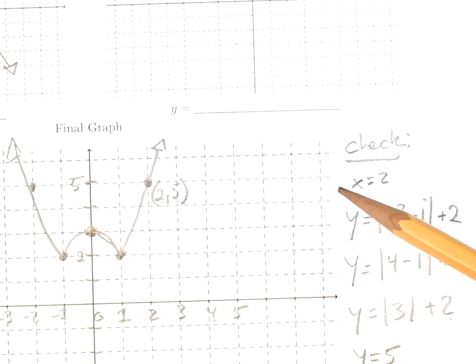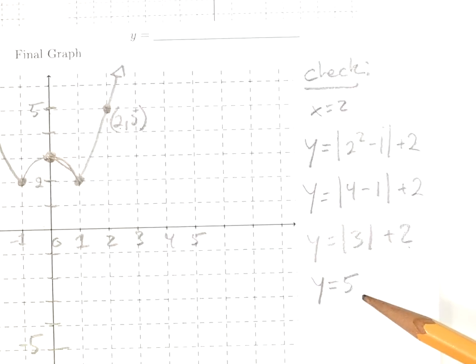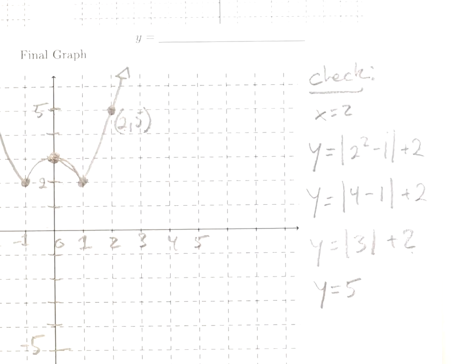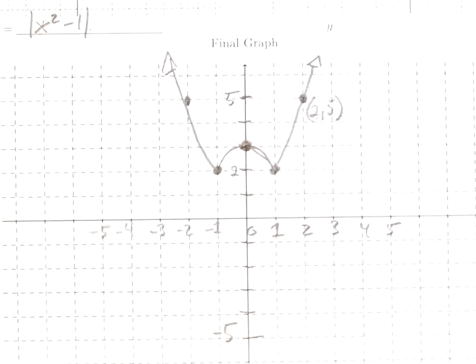2, 5, x value is 2. I did all the work and simplified and got 5 out for my y value. And you could pick any point you wanted to. That was just the point I picked. I encourage you to check it before you turn it in too.